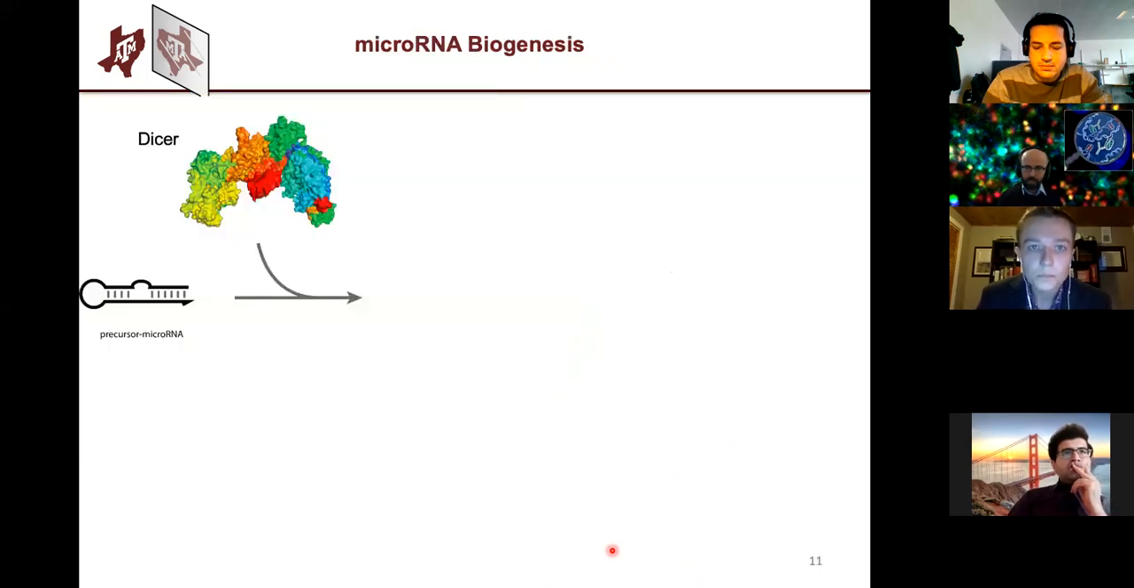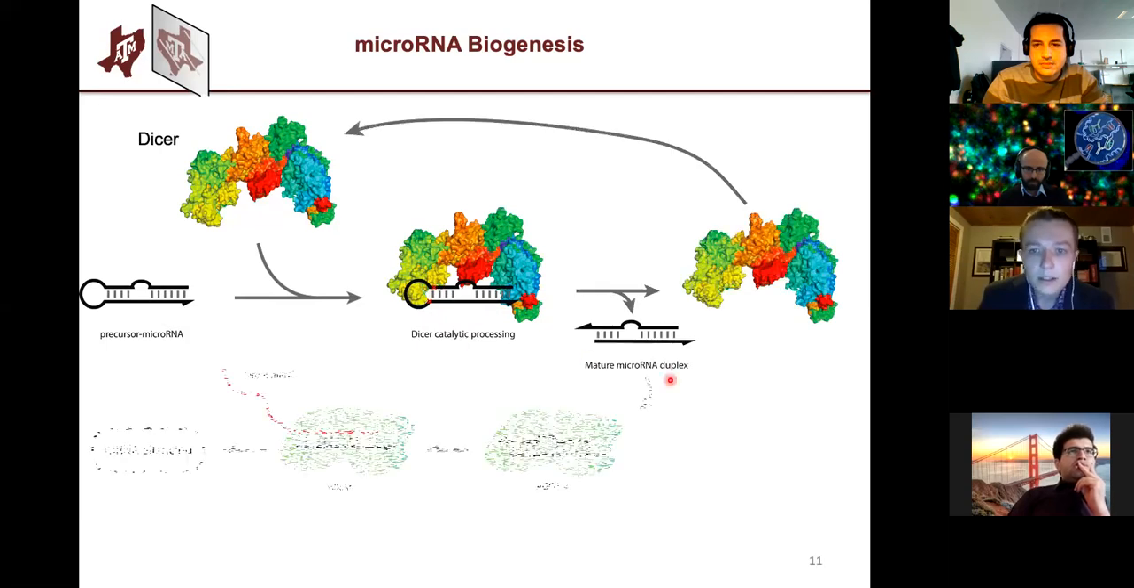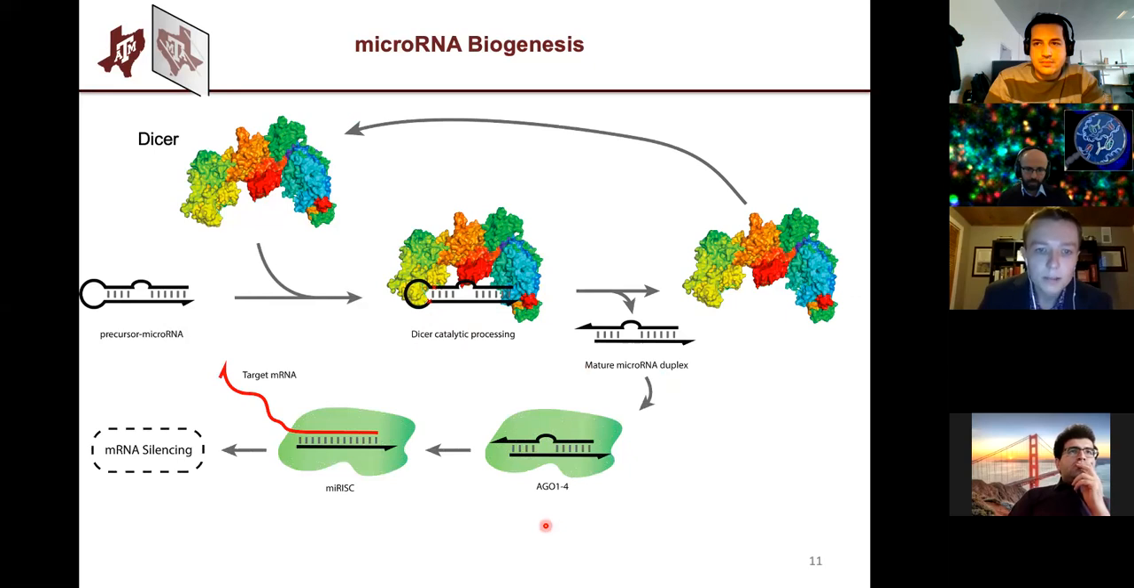Yeah, so just a little bit more detail on this. These precursor microRNAs bind Dicer, which chops them near the stem loop region here and releases the mature microRNA duplex, which is loaded onto the Argonaute complex. The antisense strand is thrown away, and an miRISC complex, the RNA-induced silencing complex, is formed, which then targets mRNAs that are complementary or partially complementary with the microRNA sequence. And so this leads to mRNA silencing.